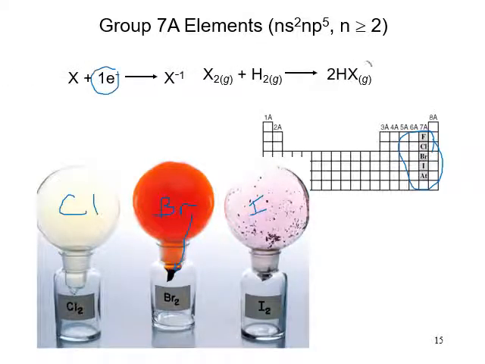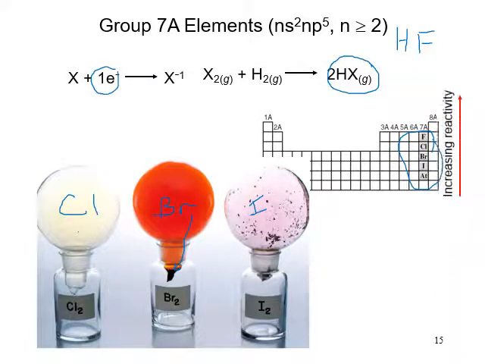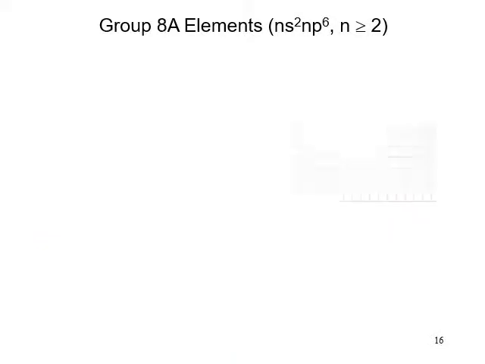And they also form what's called hydrogen halides. So they will form hydrogen fluoride, HF, hydrogen chloride, HCl, and so on. Hydrogen bromide, hydrogen iodide. And the increasing reactivity is flipped. You notice when we were over here on the metals, we got an increasing reactivity going down. But now it's flipped. Fluorine is more active than iodine and bromine.